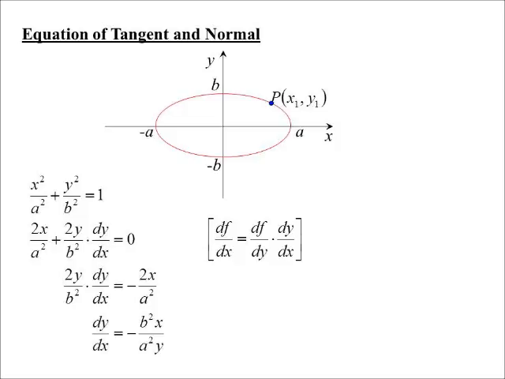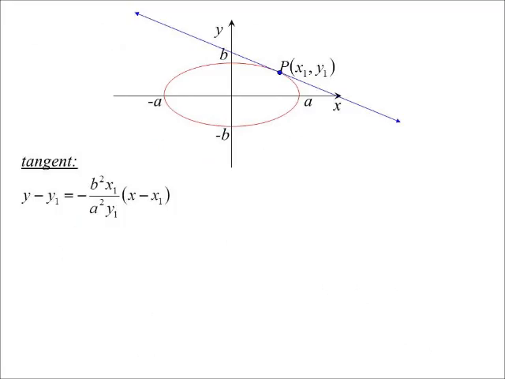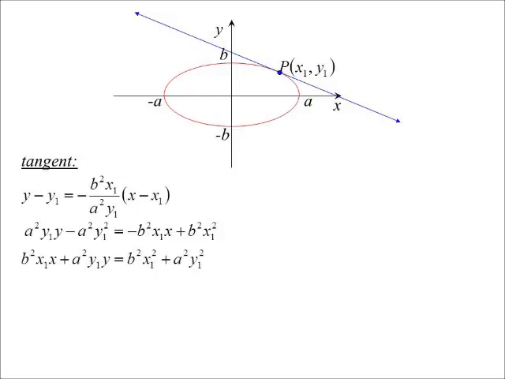Okay, we're at the point. Now, first of all, I'm going to treat it as if it's just Cartesian coordinates, so x1, y1. And so the slope would be minus b squared x1 on a squared y1. So let's work out our tangent. Point slope formula. Multiply by the denominator, which is a squared y1. We get this wonderful expression, which I've rearranged.